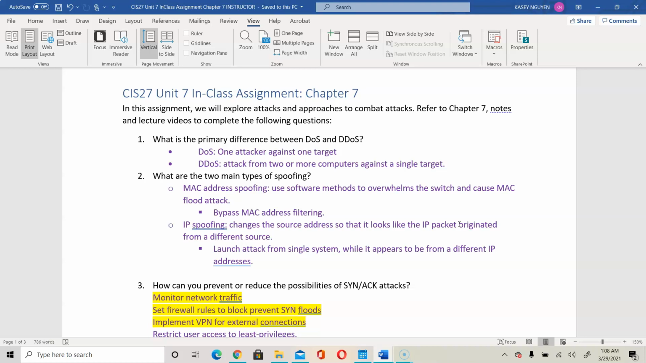IP spoofing, in this attack, the attacker would change the source address to make it look like it originated from a different source. Then the attacker would launch from a single system which appears to have a different IP address, so it's difficult to track.